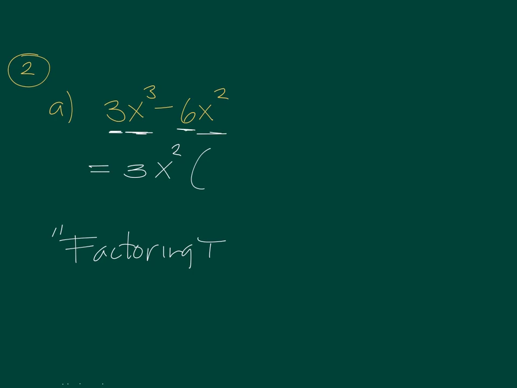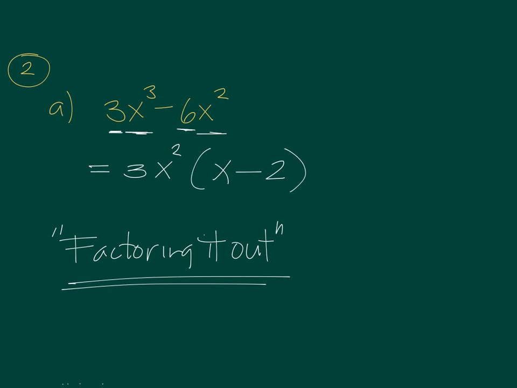Factoring it out, we have 3x cubed. We simply divide it. 3x cubed divided by 3x squared is simply x. Okay. And then 6x squared divided by 3x squared is 2. If you look at the factored form, if you distribute, you should be able to get the given expression. And that will tell you if you have factored it correctly.